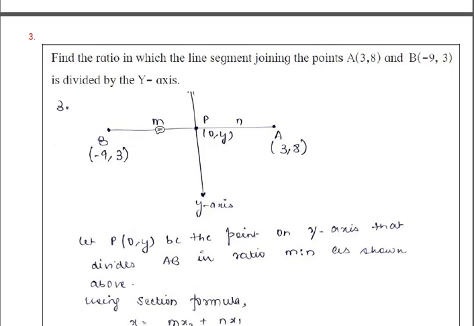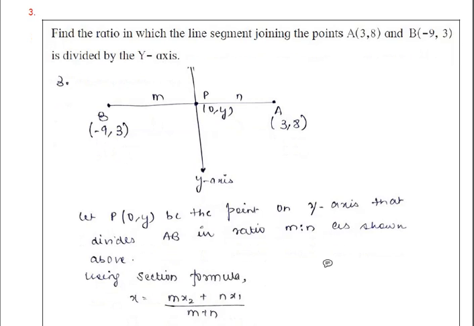Then I again consider the ratio as m is to n. Now if the point of intersection of y-axis and AB is P, this P lies on the y-axis. If it is lying on the y-axis, it has the coordinates 0, y. So I say that let P (0, y) be the point on the y-axis that divides AB in the ratio m is to n. Okay.